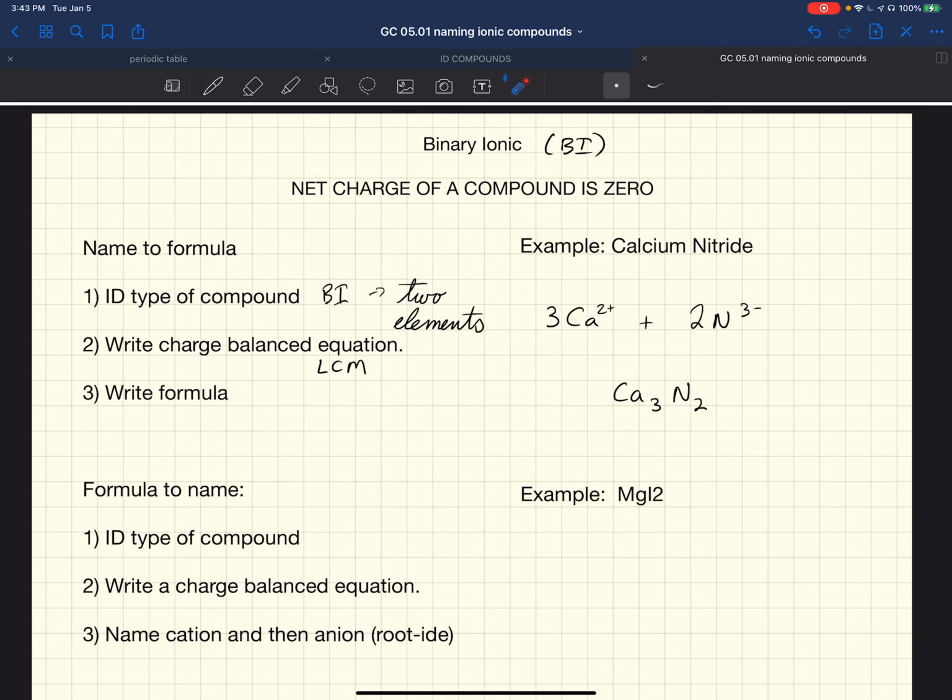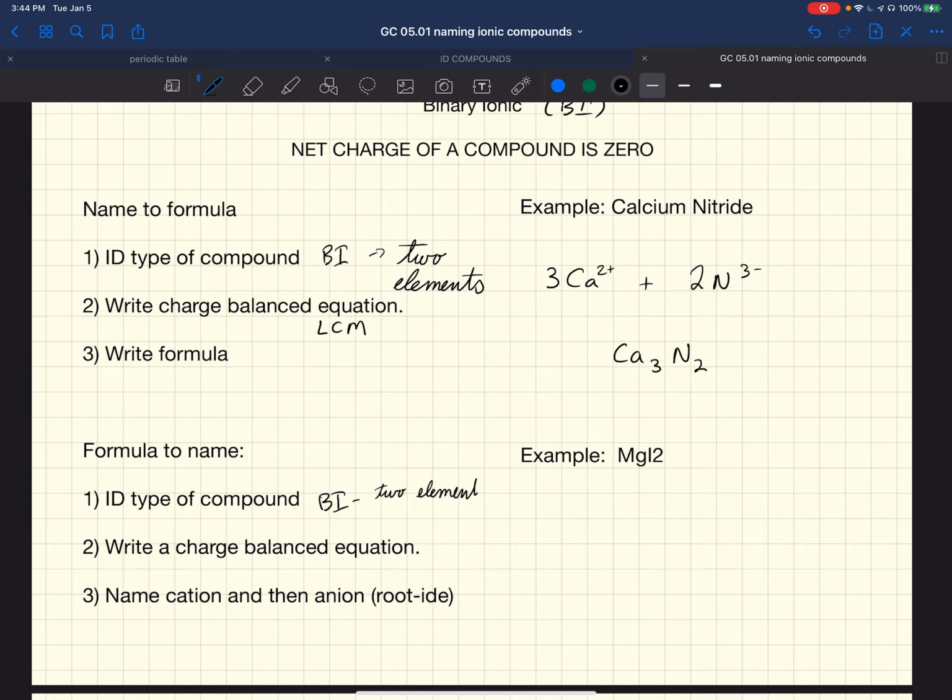So the first thing that we have to do is identify the type of compound. So this is a binary ionic compound, which I can tell because it only has 2 elements. We're going to add on to these later, but for now, it's got 2 elements. Okay, the first one of them is a metal. Okay, and I guess we need to add that up here. One of them is a metal. Then we write a charge balance equation.